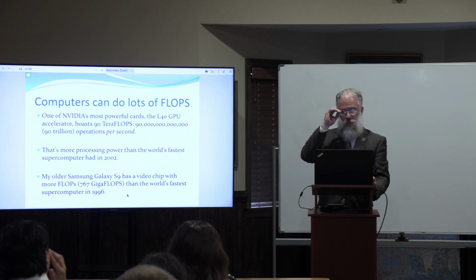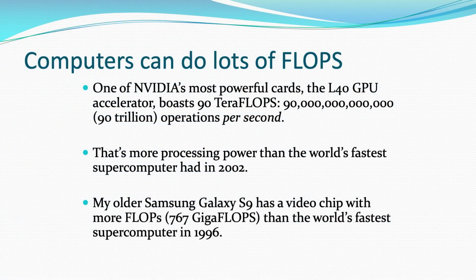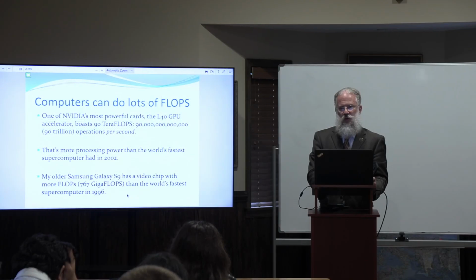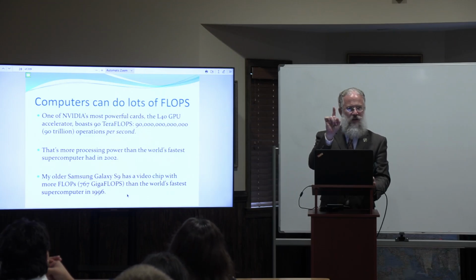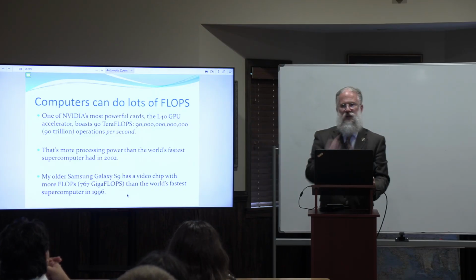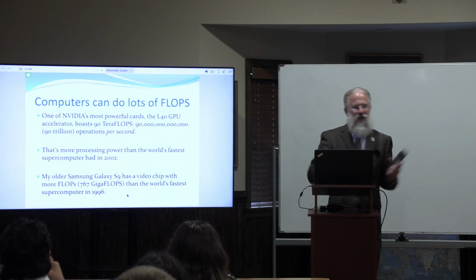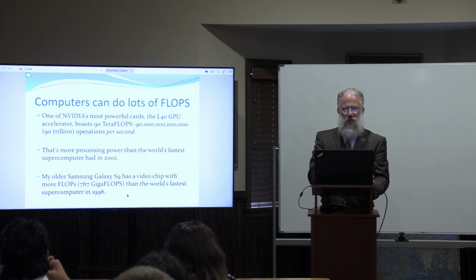Currently, one of NVIDIA's most powerful cards that you can add on to your computer, like a graphics card or compute accelerator card, the L40 GPU, boasts 90 teraflops of computing power. That says it can do 90 trillion operations on floating point numbers a second. That's more processing power in one top-end NVIDIA card than the world's fastest supercomputer had in 2002. A supercomputer that would more than fill this lecture hall. One card that you can buy and slap into your machine. So that's an enormous amount of computing power.